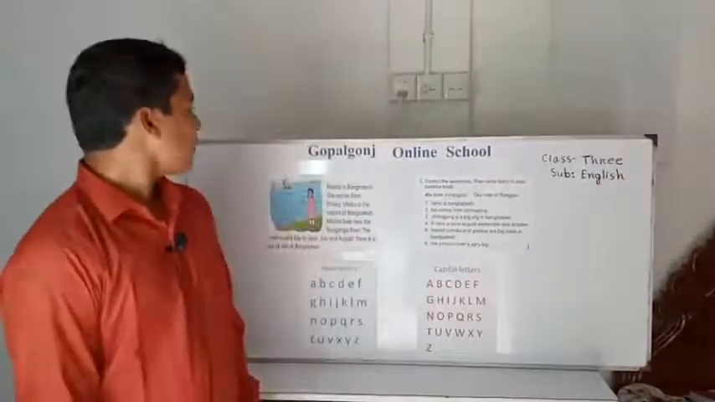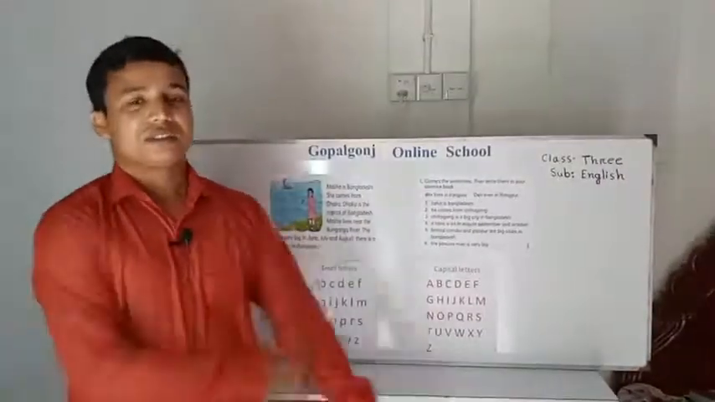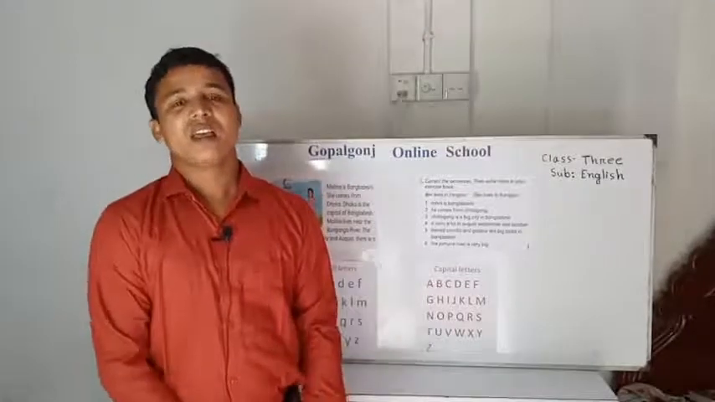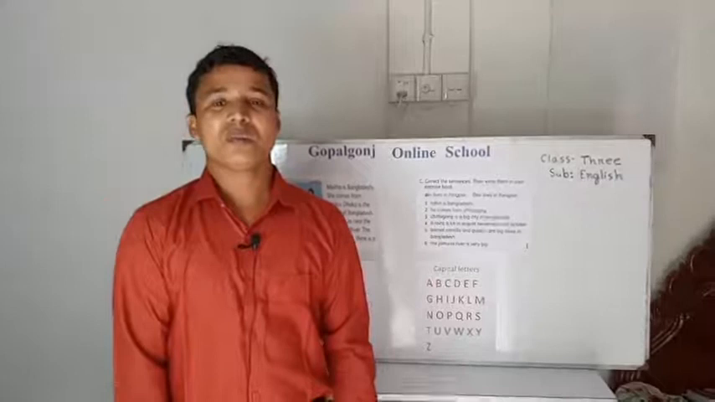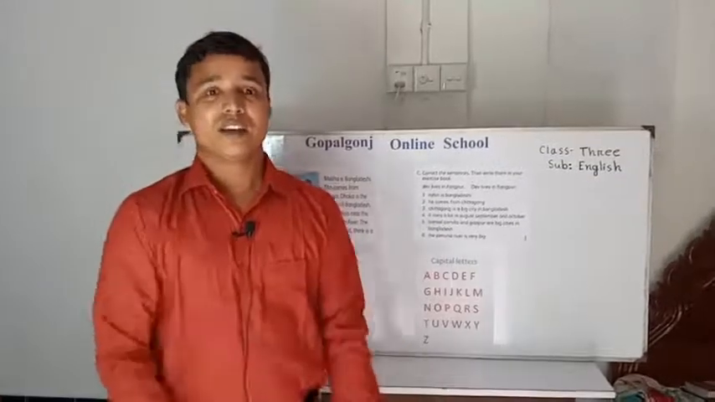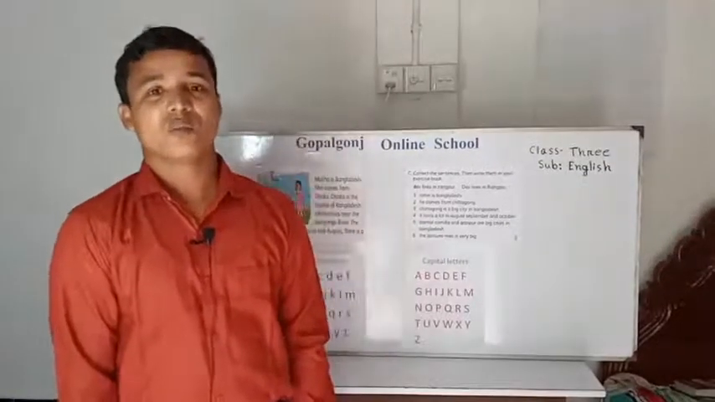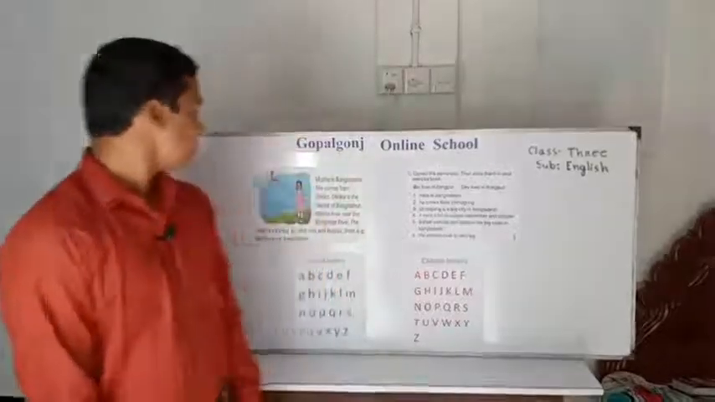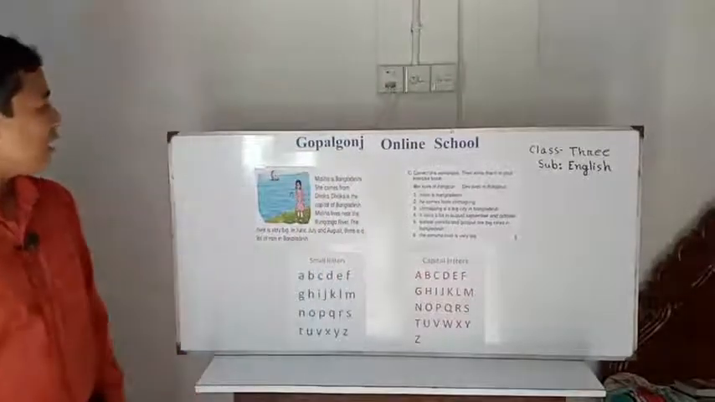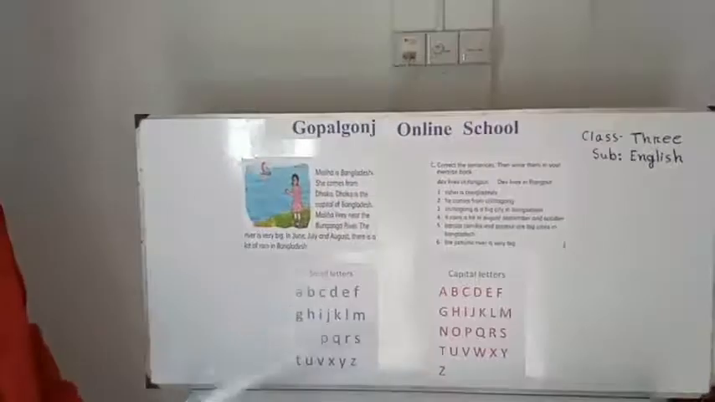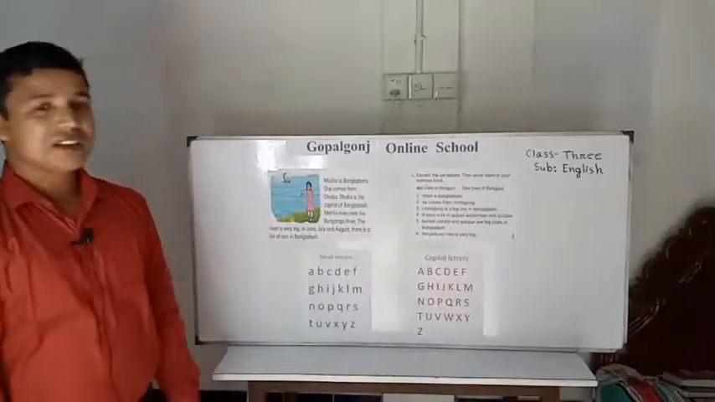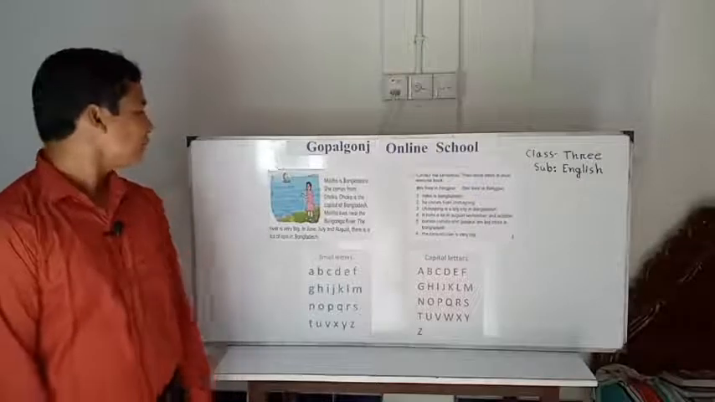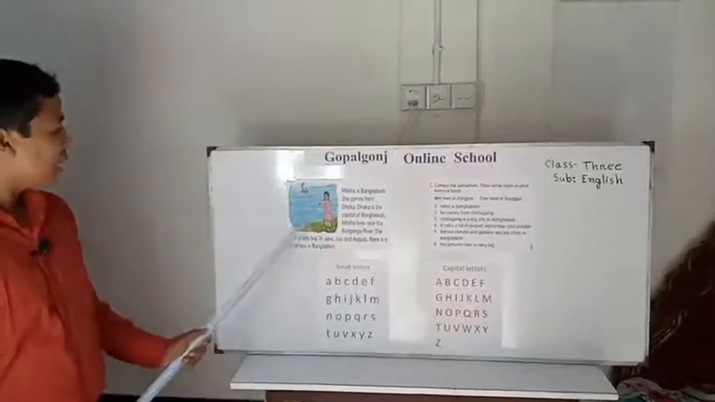Here, I will read a text first. Do you know what is text? Text is something written or painted on any paper or any kind of screen, such as computer screen or mobile screen. Here, I have a text. That text is on Maliha, a Bangladeshi girl. I am reading the text. You will listen carefully.